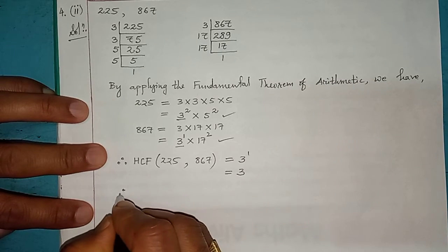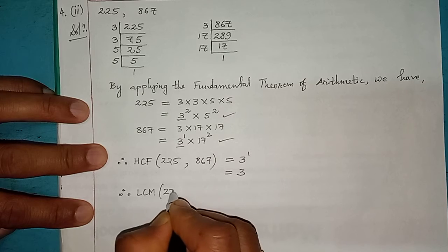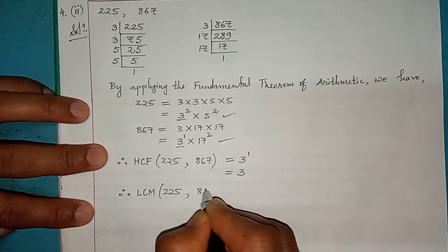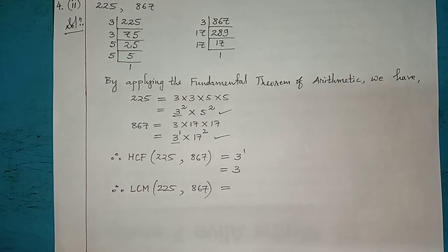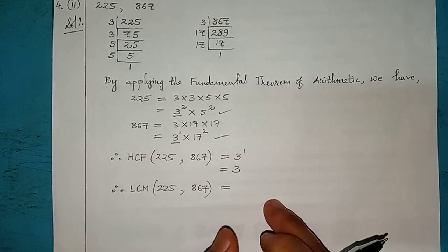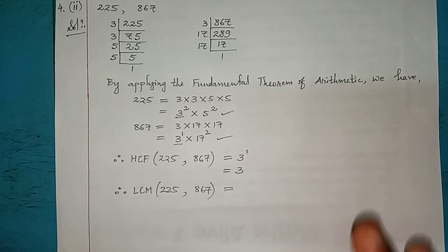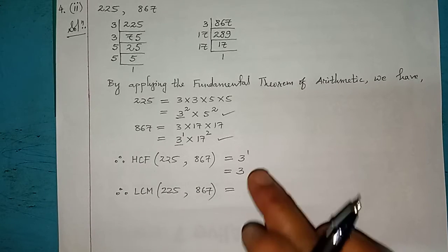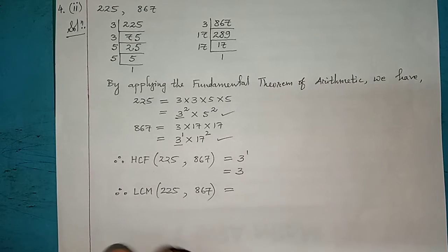Now we'll find the LCM. Therefore, LCM of 225 and 867. So how to find LCM? Remember students, I told you LCM is the product of all the prime factors. Listen to the word. HCF is the product of only the common prime factors with lowest power, but LCM is the product of all the prime factors with highest power.